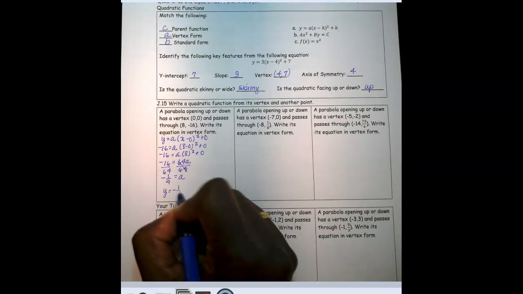And then I just rewrite the equation. It's negative 1/4 as the A, and then I've got (x minus 0) squared plus 0, because we were told to write it in vertex form. So this would be the answer for this question. Let's go on and move to the next one.